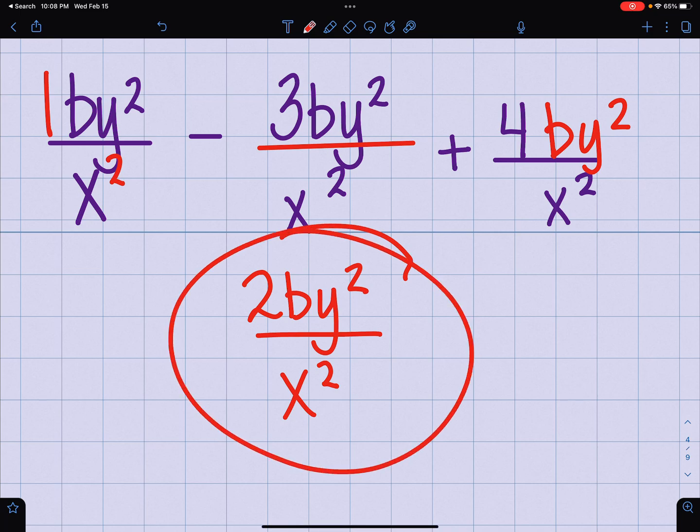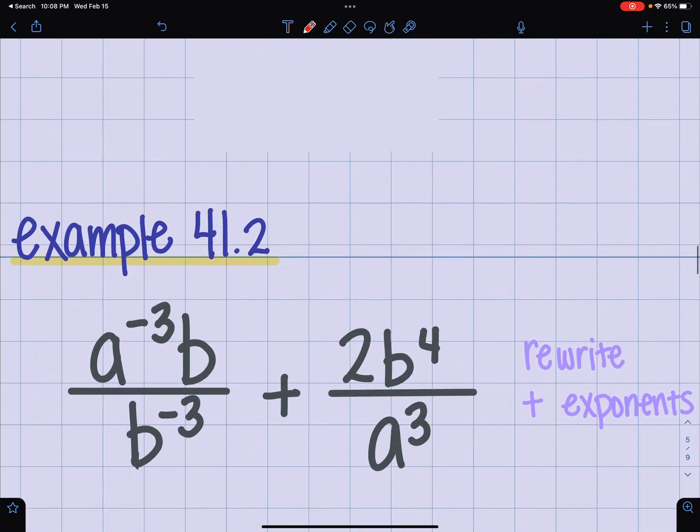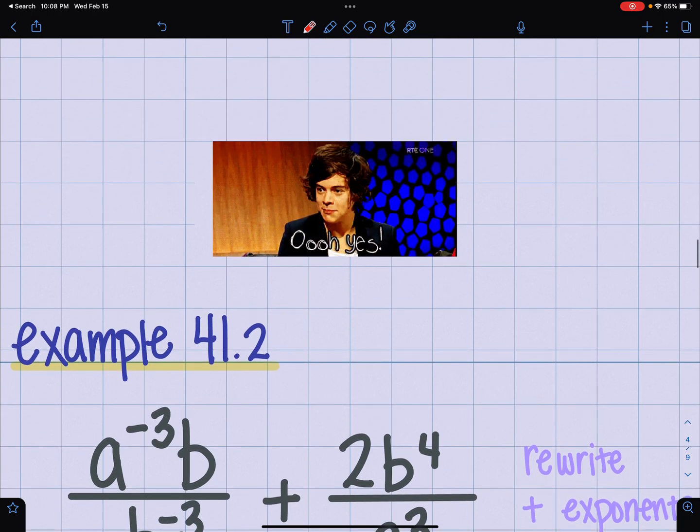Bam, that wasn't too hard. I love it. Actually, that was not only not hard, but it was really satisfying. Oh, yes, this is super satisfying to do.